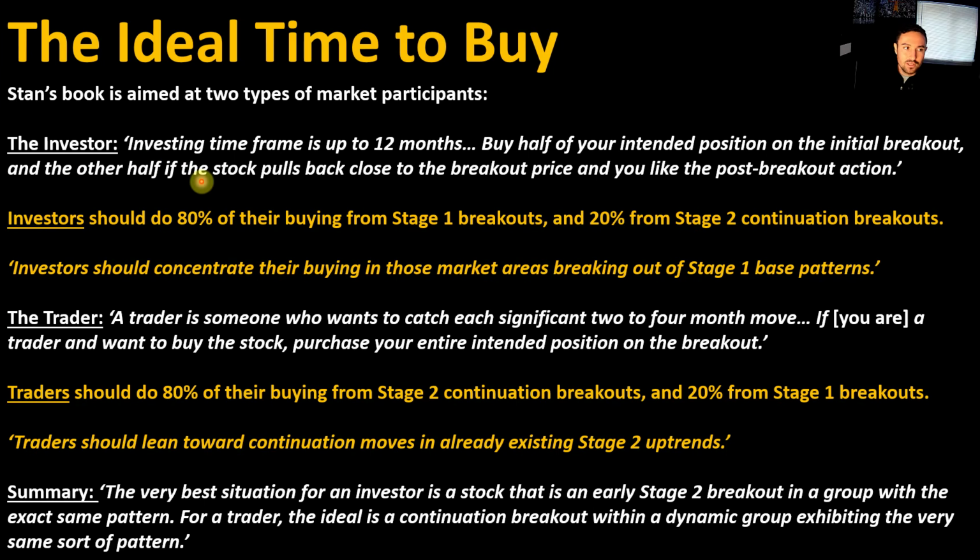So the investor, your investing time frame is up to 12 months. Buy half of your intended position on the initial breakout, so of stage 1, and we're going to talk about that in a second, and the other half if the stock pulls back close to the breakout price and you like the post-breakout action. Don't worry, got loads of examples to be going through. Investors should do 80% of their buying from stage 1 breakouts and 20% from stage 2 continuation breakouts. Investors should concentrate their buying in those market areas breaking out of stage 1 base patterns. So that's about the investors and where the investors should be looking to buy.